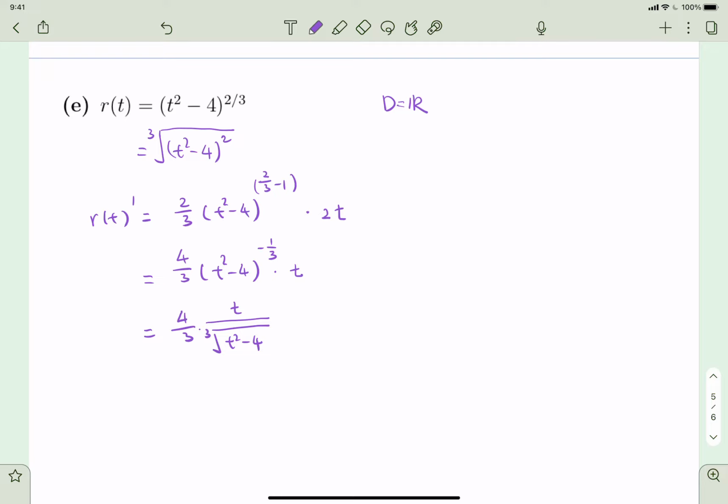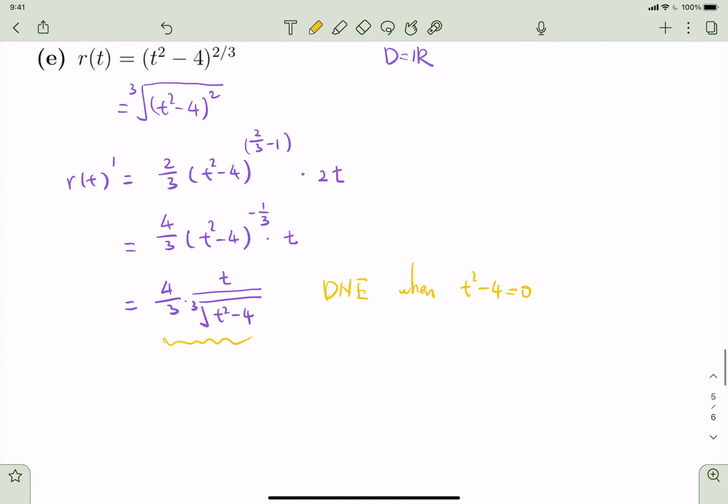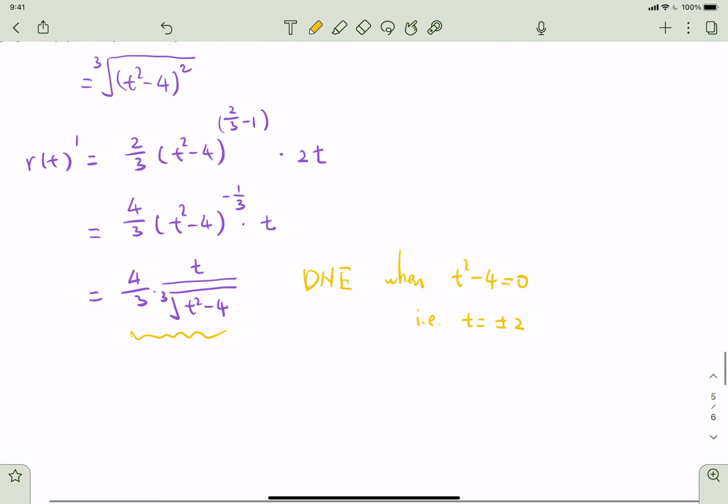So we know that this thing always exists, except when t squared minus 4 is equal to 0, right? So it does not exist here when t squared minus 4 is equal to 0, because that is in the denominator. Denominator is not allowed to be 0, right? So that is when t is equal to positive 2 or negative 2, if we solve this, right?